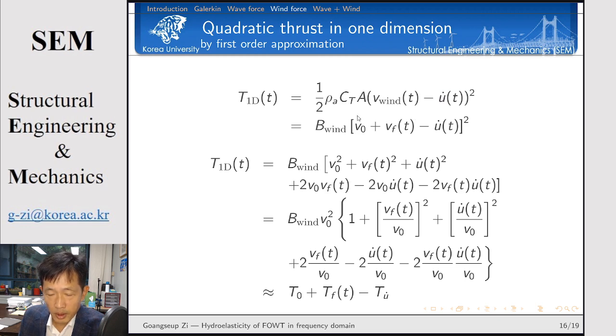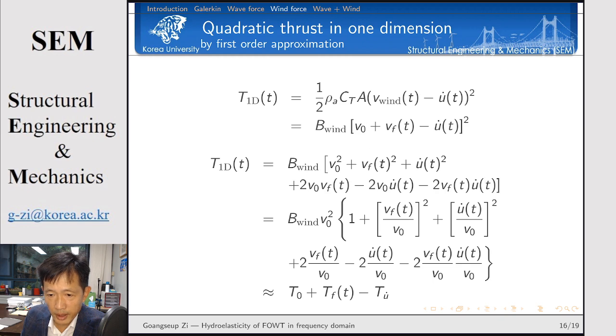So here, for simplicity, I want to call 1/2 rho A Ct, the thrusting coefficient, B wind, because this is constant. And then the speed of wind is what? The superposition of the mean velocity and the fluctuation of velocity Vf. So make sure that V mean velocity is a constant, and Vf is a fluctuation. Usually the fluctuation is small compared to the mean velocity, and then it's a minus of the velocity of the structure. Okay, so now let's expand this equation.